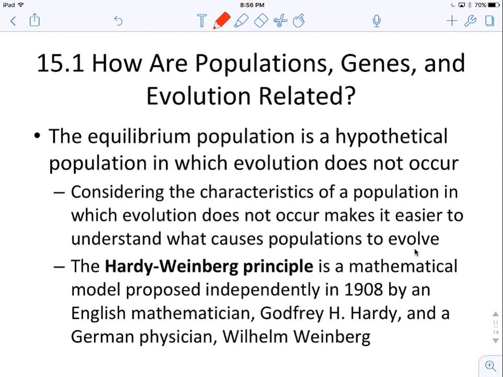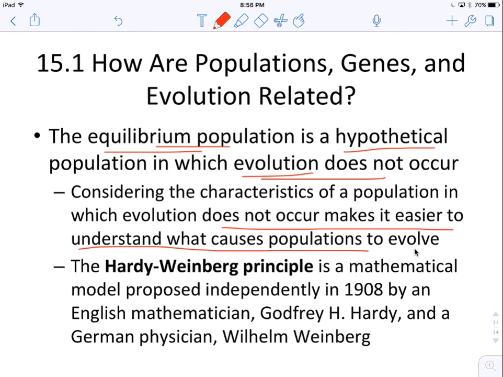In order to study how this happens, we actually look at hypothetical populations, and we're going to look at hypothetical populations that are in equilibrium. So if a population is in equilibrium, what does equilibrium mean? All equal, all the same, which means there is no change happening. And if there's no change happening, then evolution is not occurring. So if we consider the characteristics of a population in which evolution does not occur, it's actually easier to understand what does cause populations to evolve.